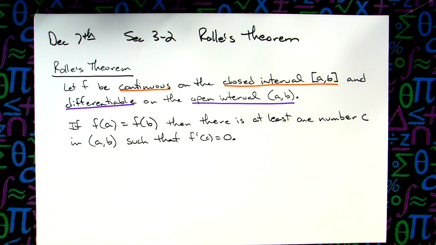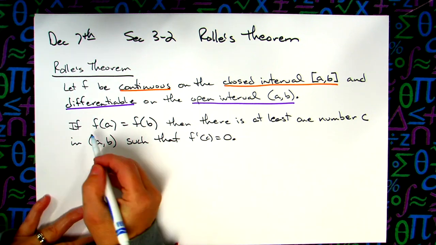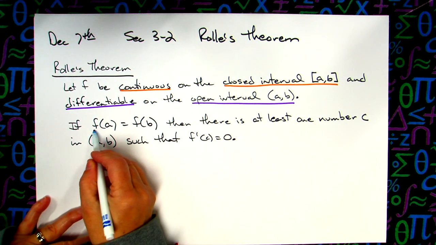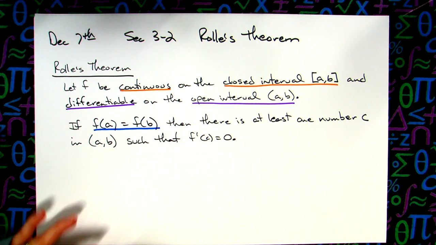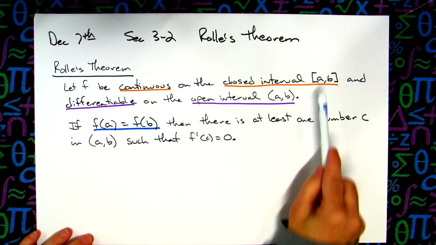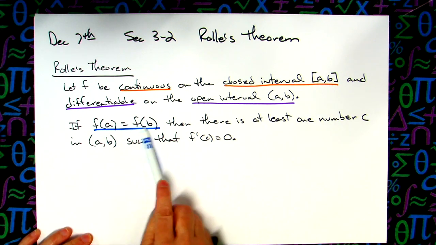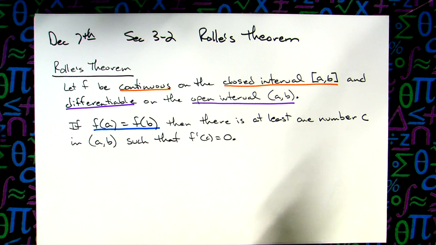So again, just like the extreme value theorem, we check to see if the function is continuous on the closed interval. Now we're checking to see also if it is differentiable on the open interval. Now we're going to look to see if f of a equals f of b, a and b being the endpoints of the interval. So we plug both endpoints into the function and see if they're equal.